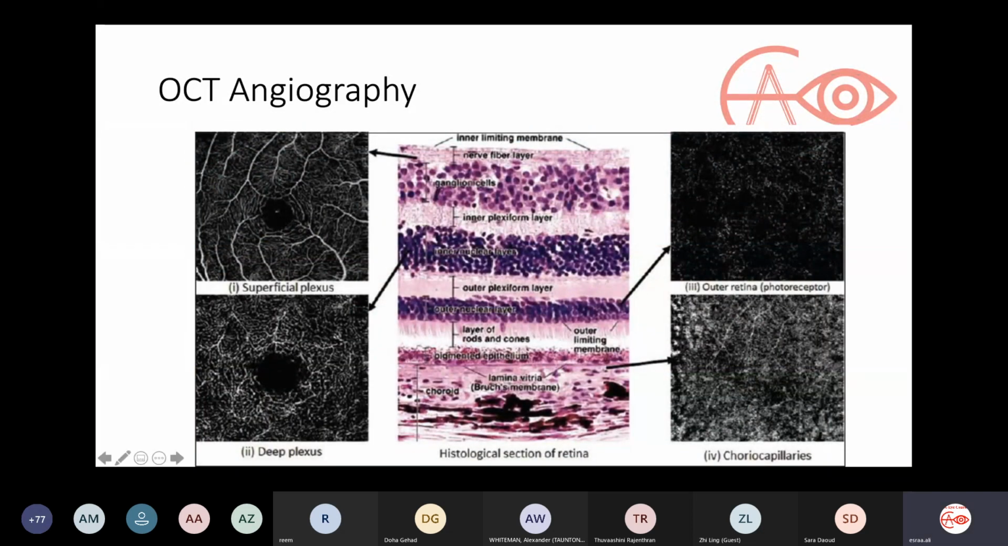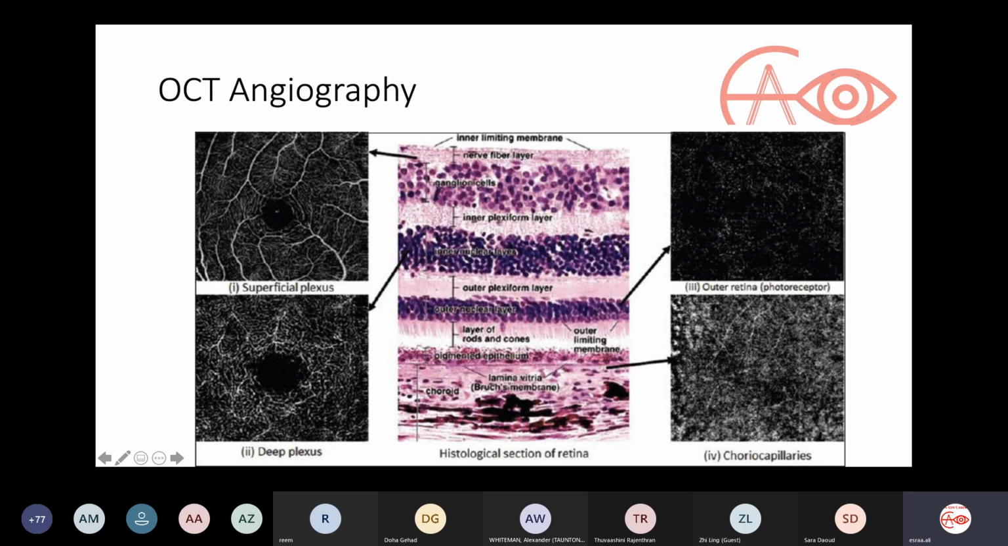So what will you see in an OCT angiography printout? What are you supposed to look at? We have 4 slabs in 4 different layers of the retina. We have the nerve fiber layer, which is supposed to have your superficial plexus, and then the inner nuclear layer, which is supposed to have your deep plexus. So the difference is marked between both of them.